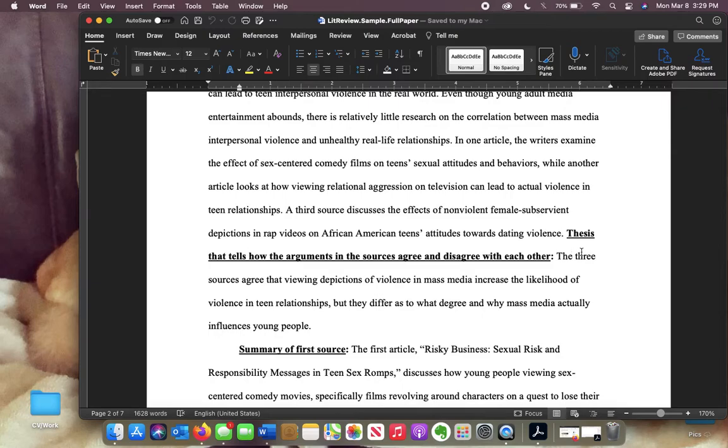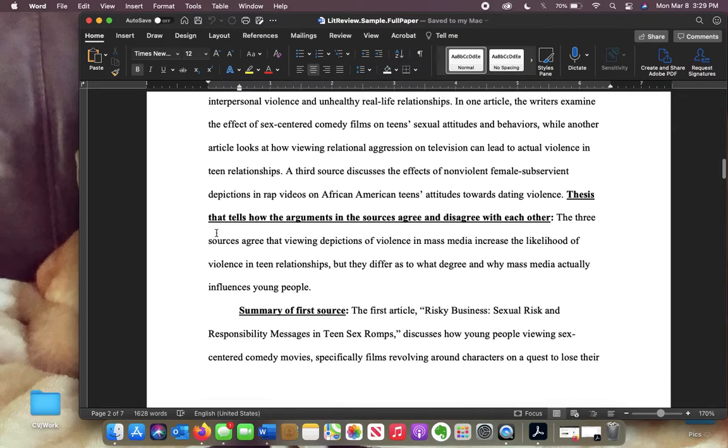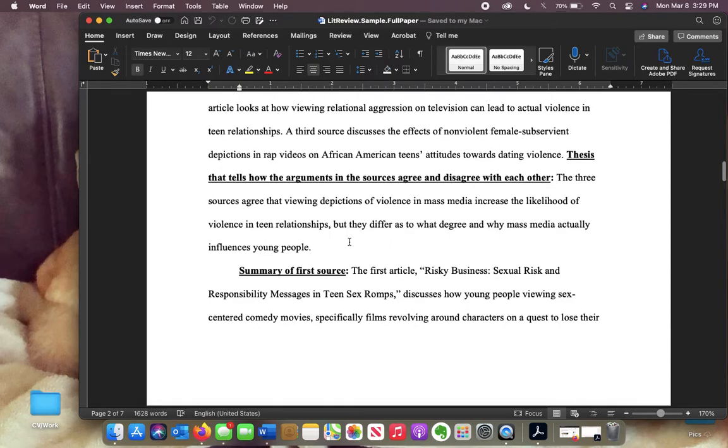I have that in my intro, and then I have my thesis statement that again tells how the arguments in the sources agree and disagree. The 3 sources agree that viewing depictions of violence in mass media increases the likelihood of violence in teen relationships, but they differ as to what degree. In fact, I can just type that in there, can't I? They differ as to what degree and why mass media actually influences young people.